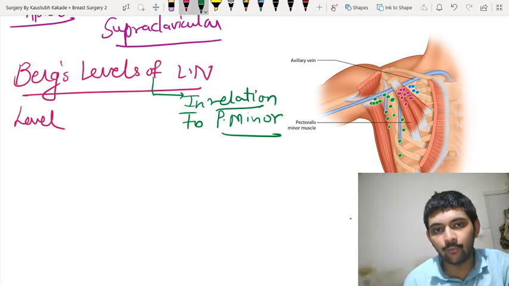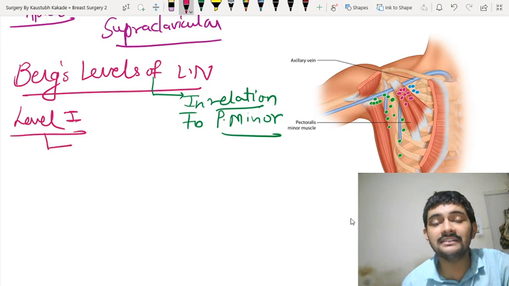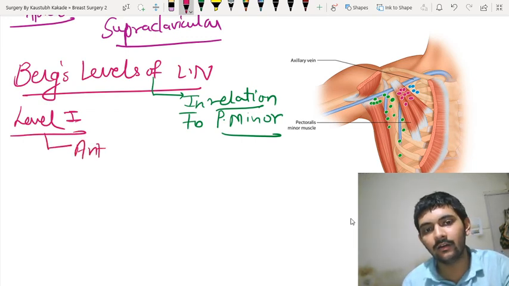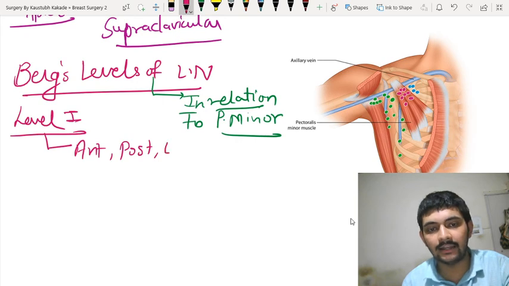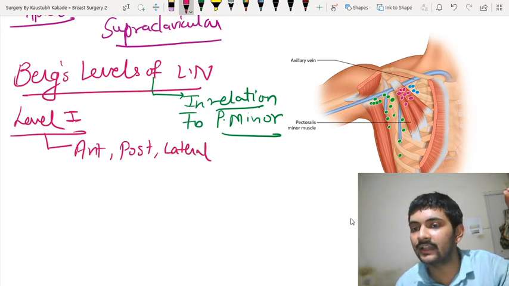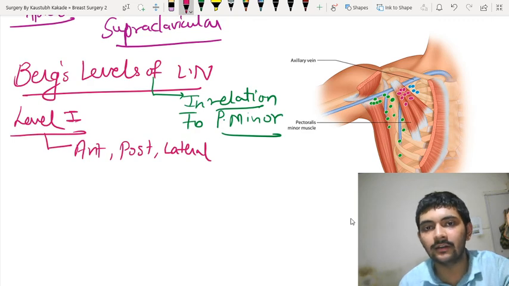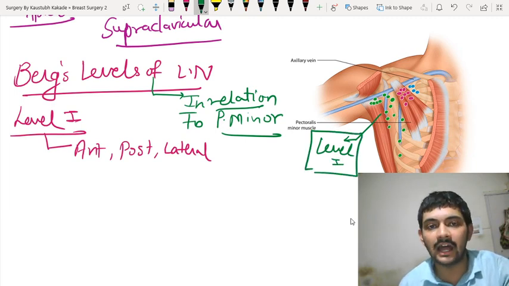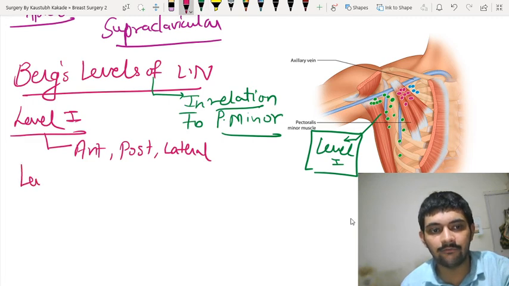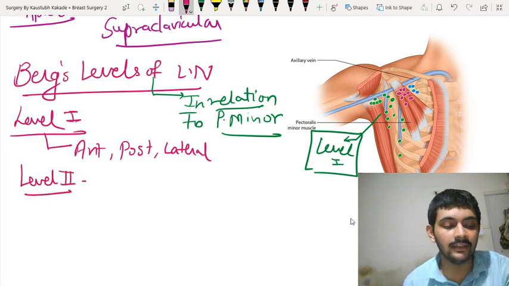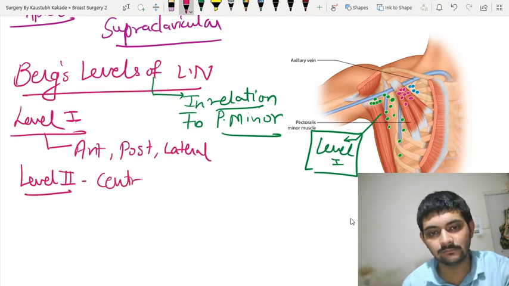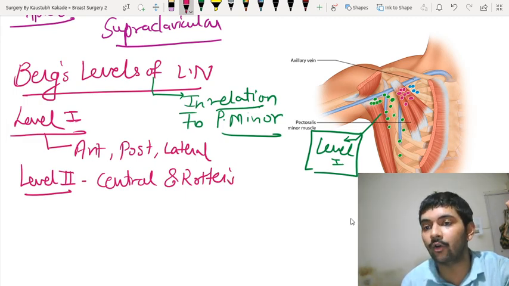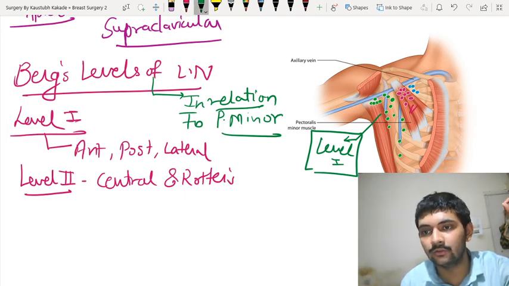So if you check level 1, this level 1 is nothing but the anterior, posterior, and lateral group of lymph nodes. Here you can see level 1 is your green color. This is level 1. Now level 2 is going to be the central and Rotter's group. So this is your level 2.